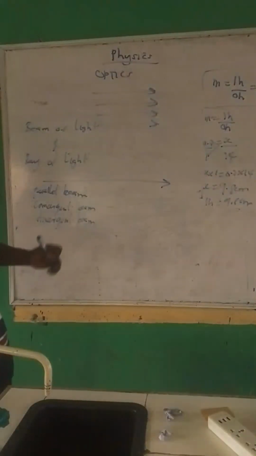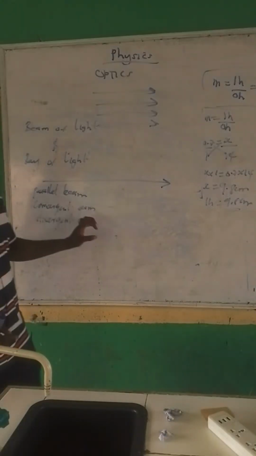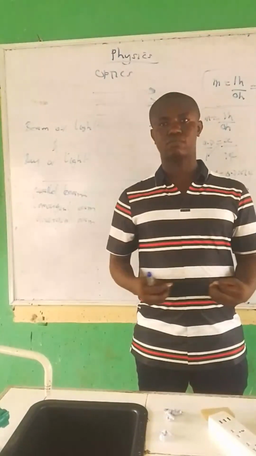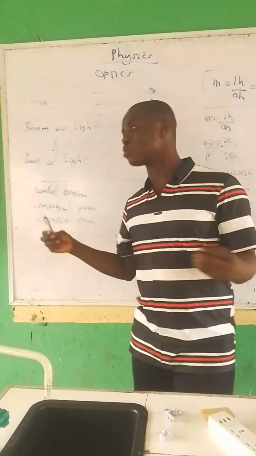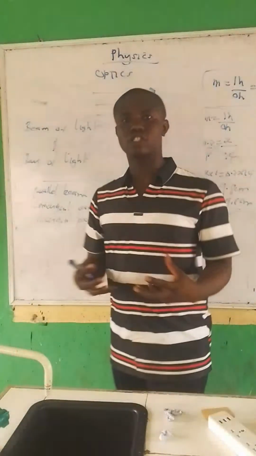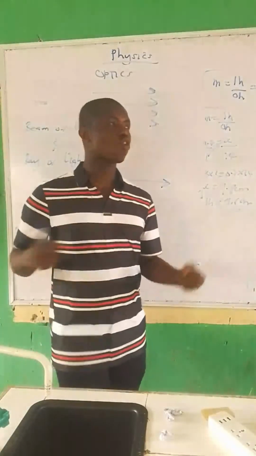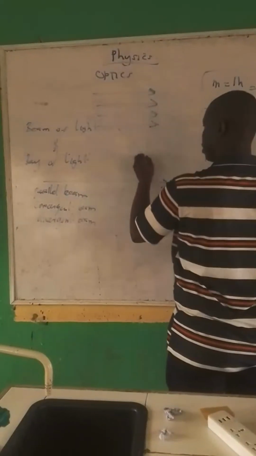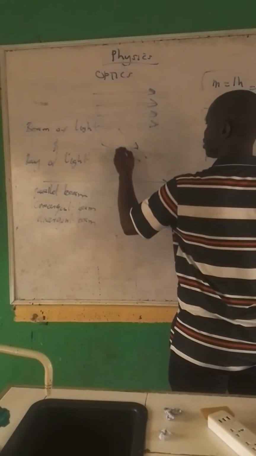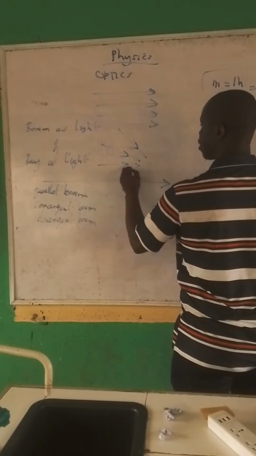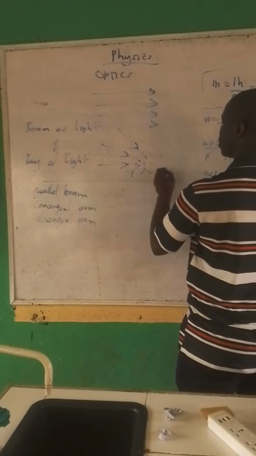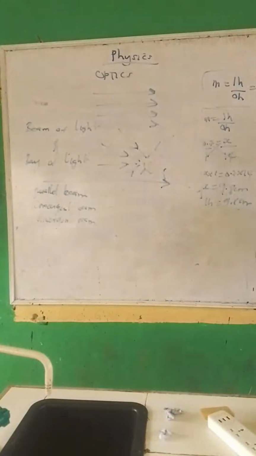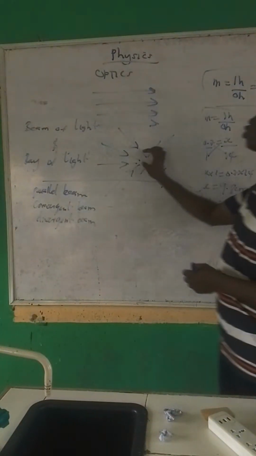Now, we have what we call a convergent beam. In a convergent beam, all the rays of light are moving towards a point, like they are coming together. The word converge means to come together to a point. So a convergent beam is a kind of beam in which all the rays of light are moving towards a point, like this. They are converging towards a point. This is what is called a convergent beam.